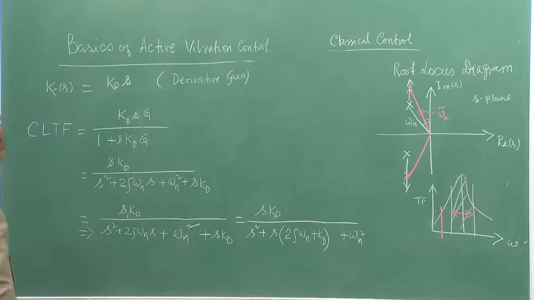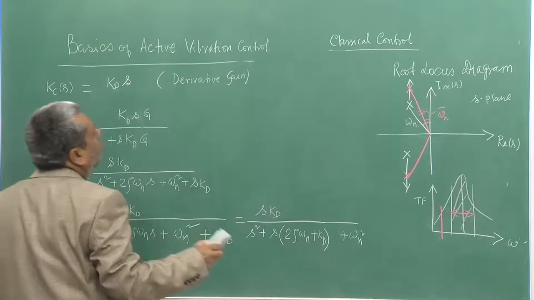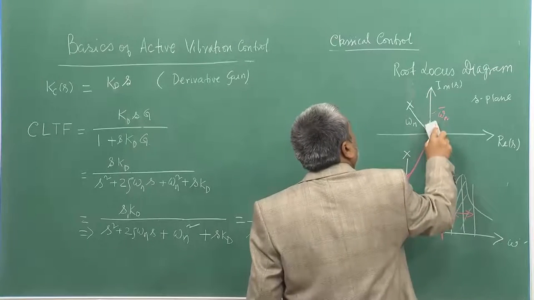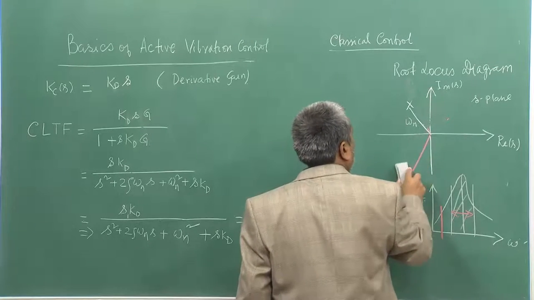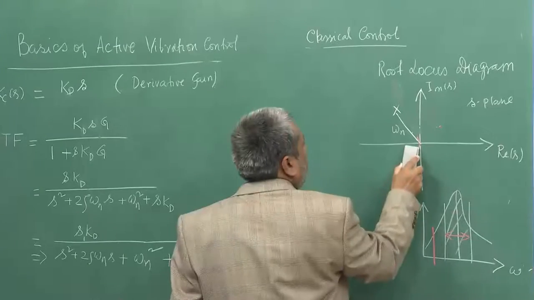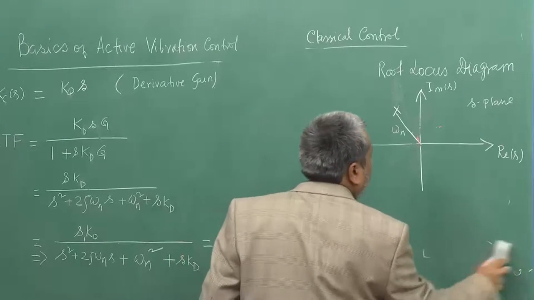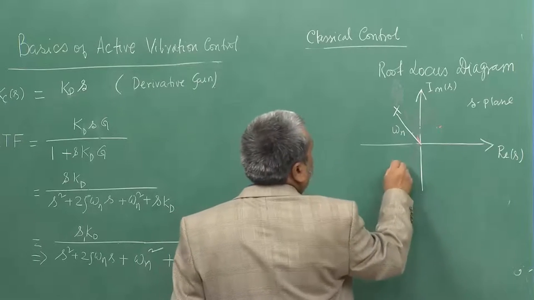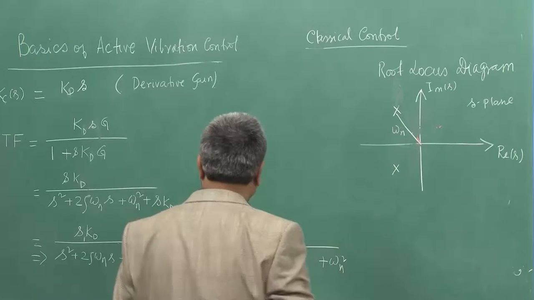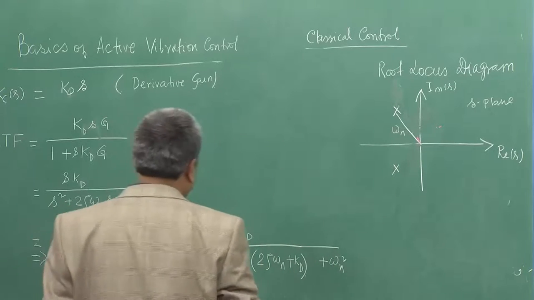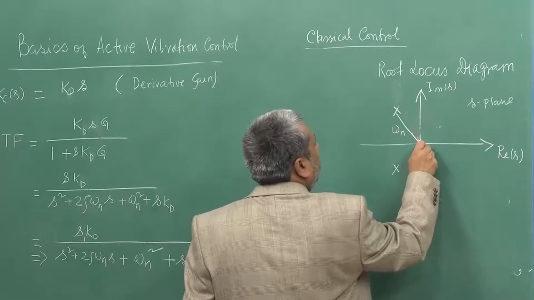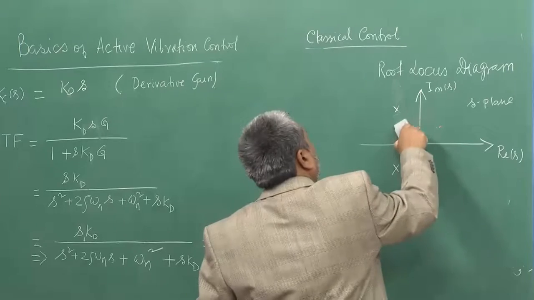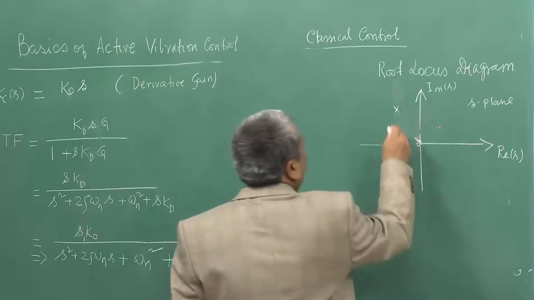Now that means if I have a derivative gain, then instead of this type of change, let us try to figure out how the change that may happen to the system would look. So we have the initial placement of the system, but now we are going to have a zero here. So let's say we have a zero here, and these were the two pole systems.